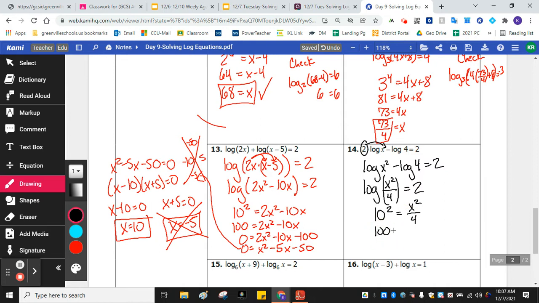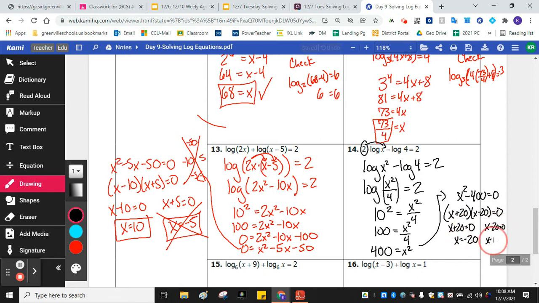10 squared is 100. So multiply over 400 equals x squared. You're solving a quadratic by factoring. So you have x squared, I'm subtracting over the 400 equals 0. Difference of squares. x plus 20, x minus 20 equals 0. Set them both equal to 0 and solve. Negative 20 won't work because if I plug it in, you'd be doing log of negative 20 and you can't take the log of negative 20. When you put it in the calculator, positive 20 does work.